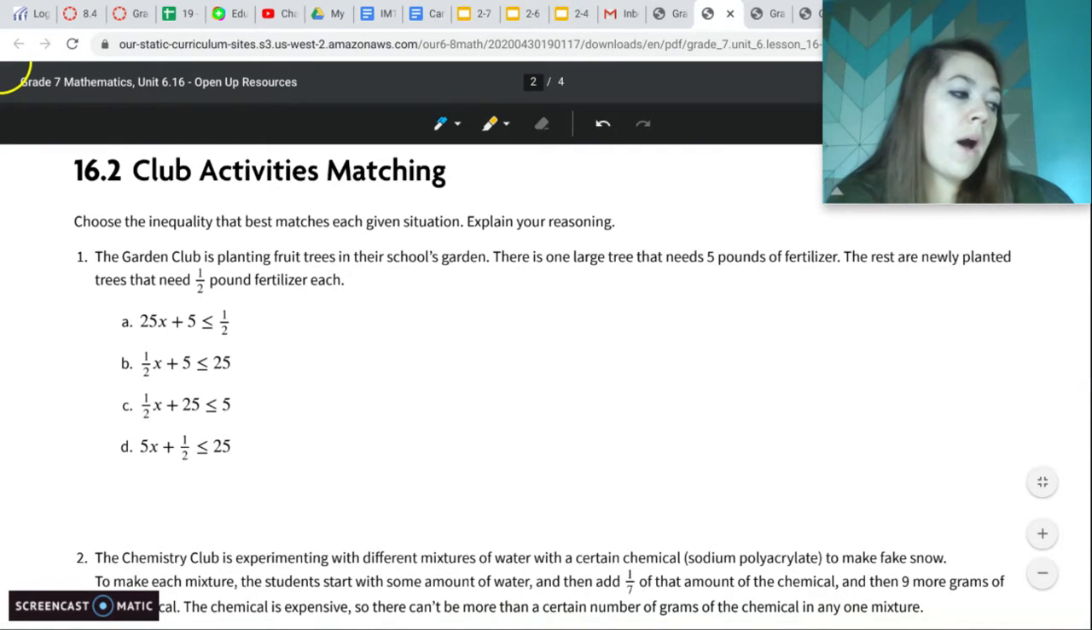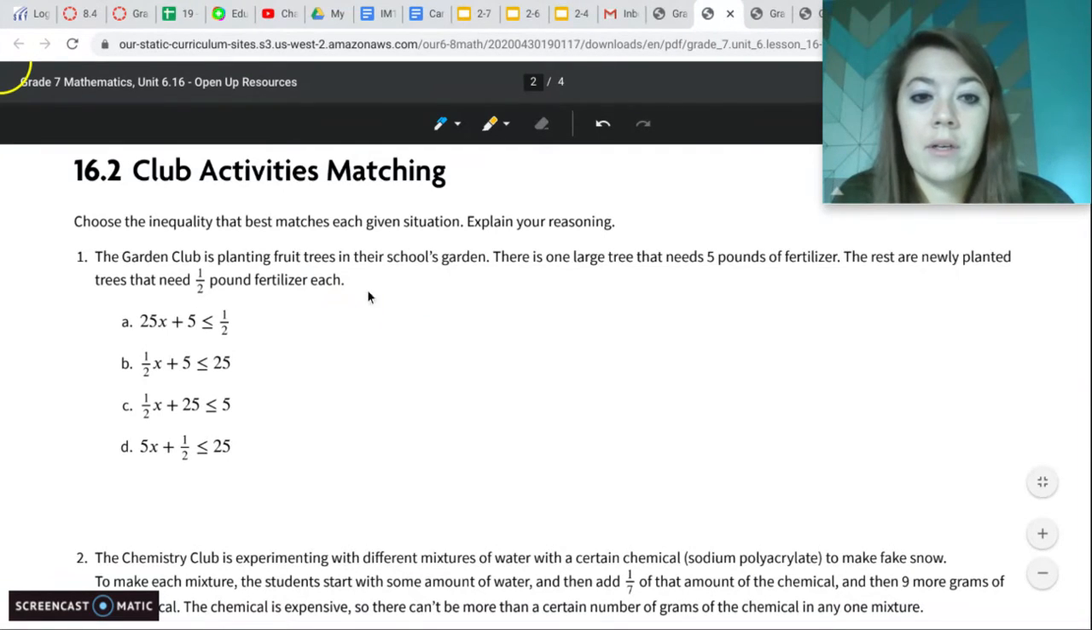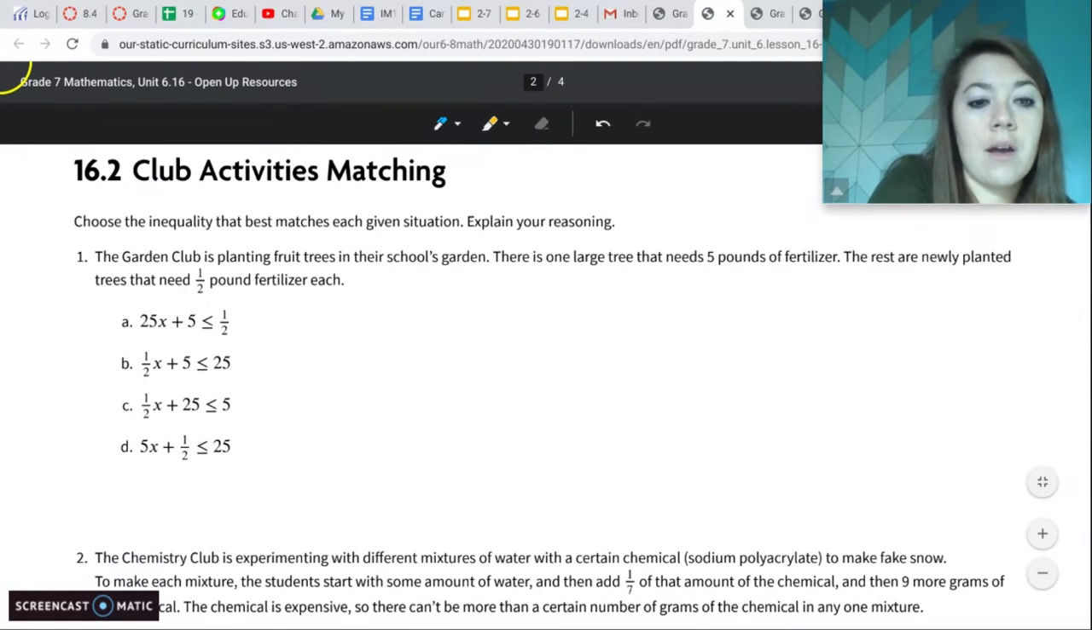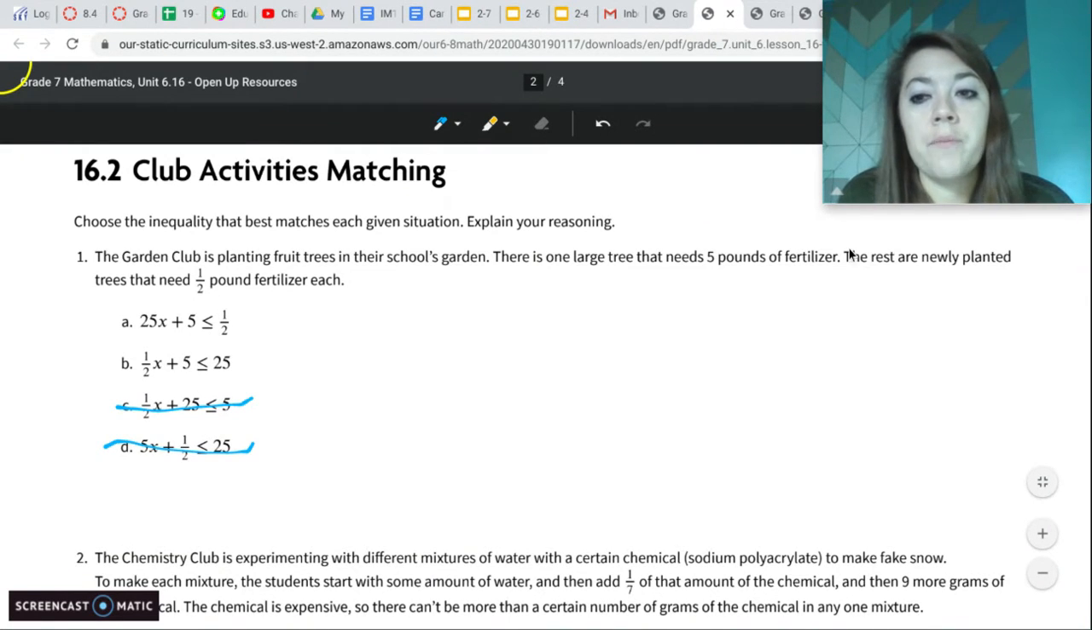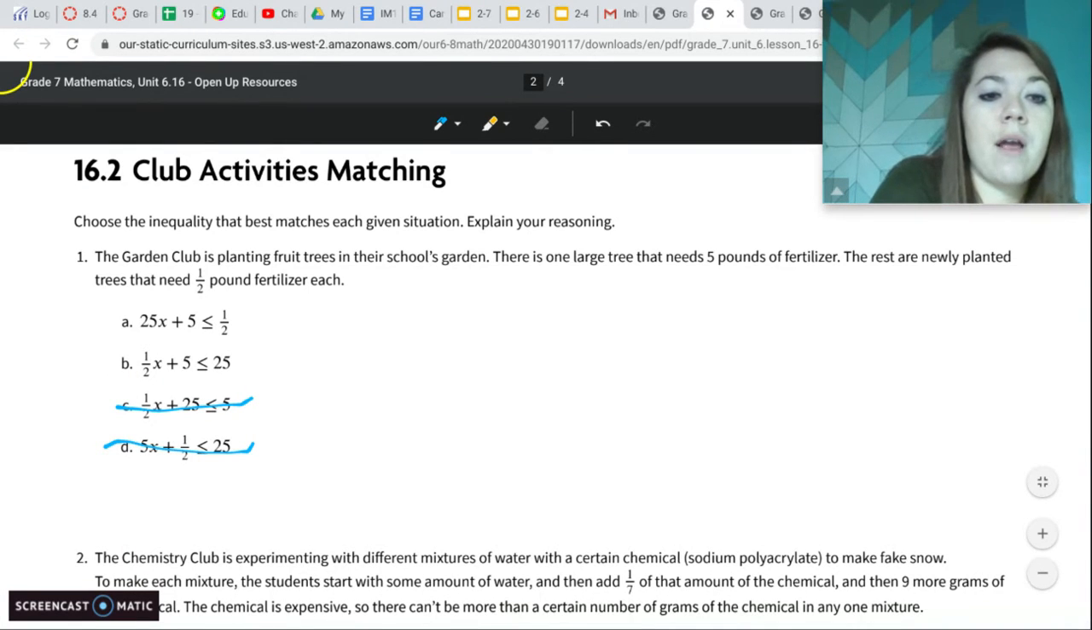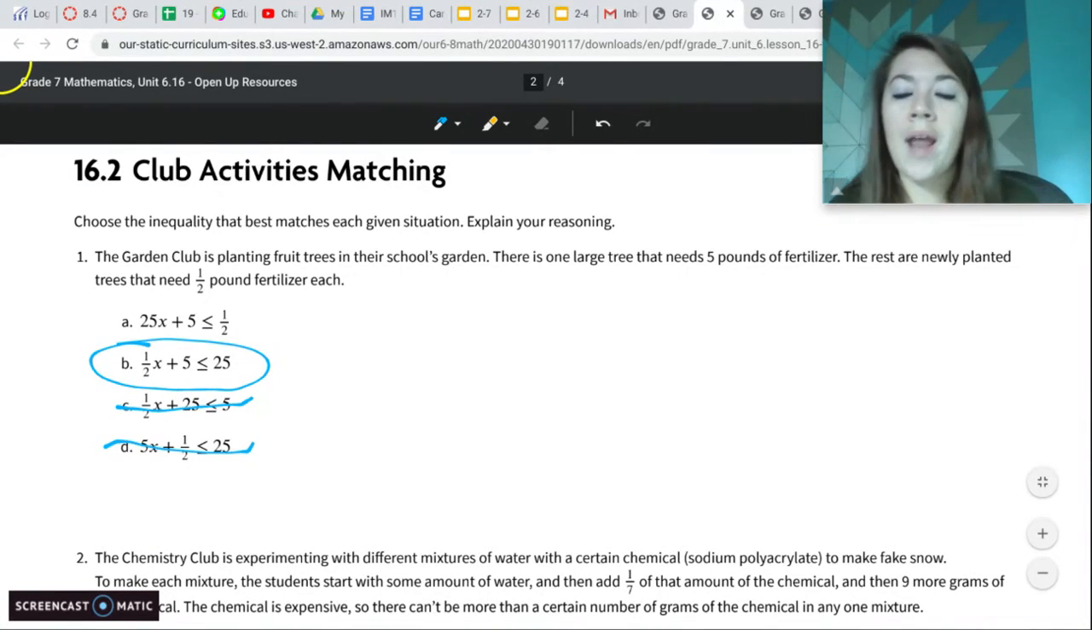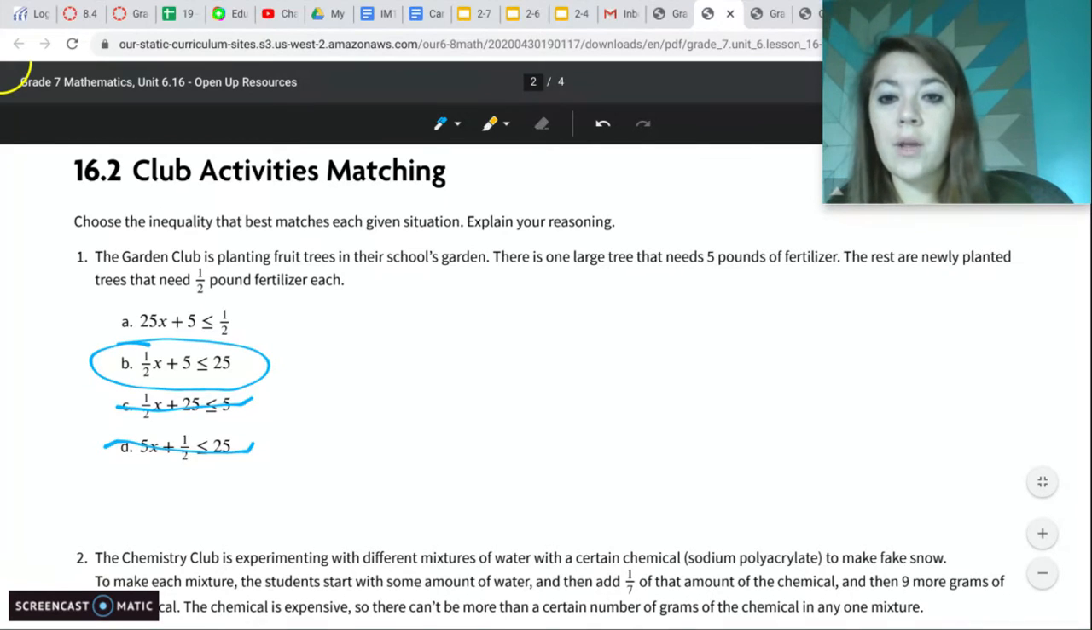So what is our inequality? So we know that there's one tree that needs 5 pounds. So that means we should be adding 5 pounds in one of these. So it's not going to be this one because we're not adding 5. So now it's between these two. The rest are newly planted trees that need a half pound fertilizer each. So if it's telling you something is a value for each, that means we're going to be multiplying by it, which means it's going to be attached to our variable, which means 1/2 x plus 5 is less than or equal to 25.